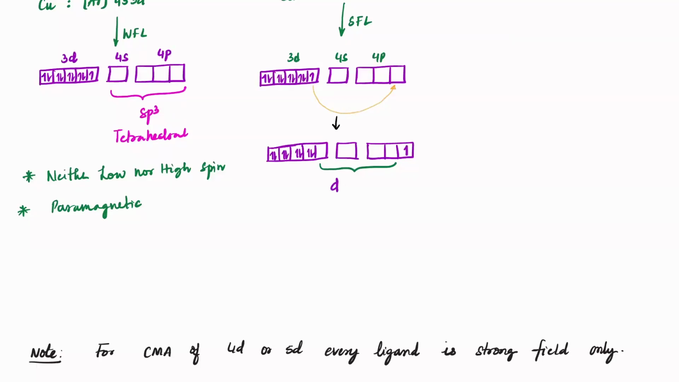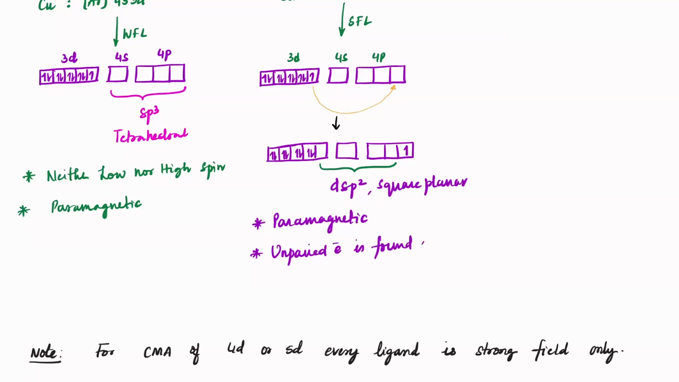So what do I get? I get dsp2 hybridization, and dsp2 will be square planar in geometry. So this will remain square planar and it is still paramagnetic. Why? The unpaired electron is still there. And the unpaired electron is found in which orbital? The unpaired electron is found in the 4p orbital.